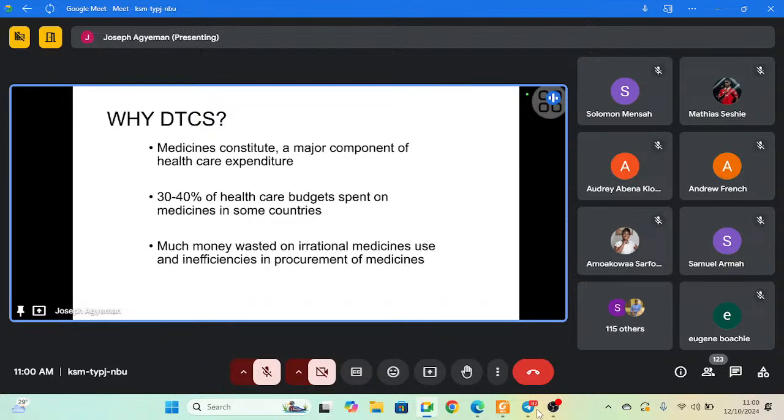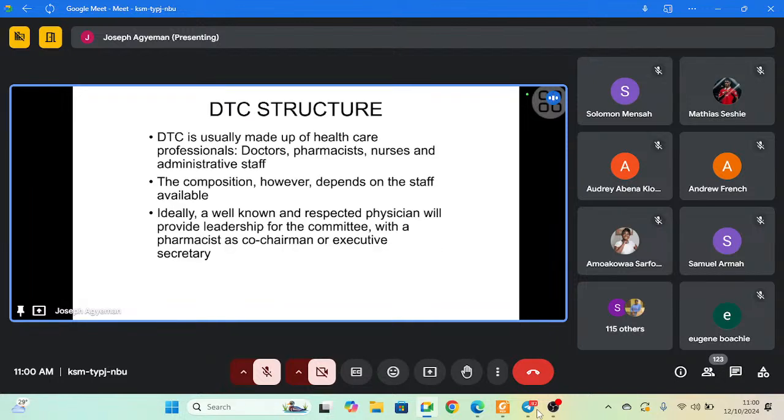So at Komfo Anokye, we have our own DTC. You go to other districts, they may have their own DTC. Because we spend a lot on drugs, we can't afford to joke with drug issues. Very, very important. What is the structure of DTC?